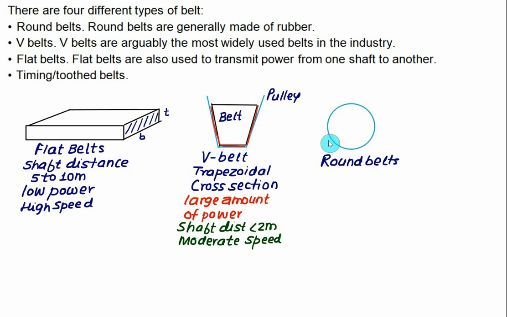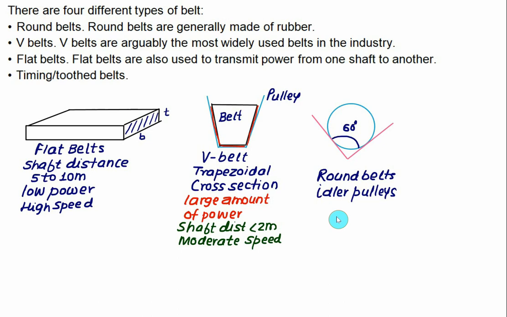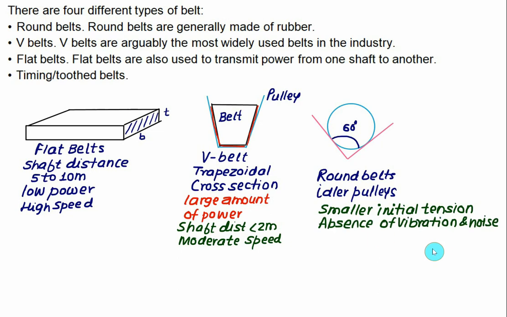The round belt has a circular cross section and is normally used in a pulley with a 60-degree V groove. So the included angle of the groove is approximately 60 degrees. This type of round belt is normally suitable for idler pulleys that guide the blade, or when O-ring type belts are used. So they are normally preferred in the case of idler pulleys. The advantage of using the round belt is a smaller initial tension. There is almost negligible vibration and noise, and they are suitable for distances greater than 5 meters.